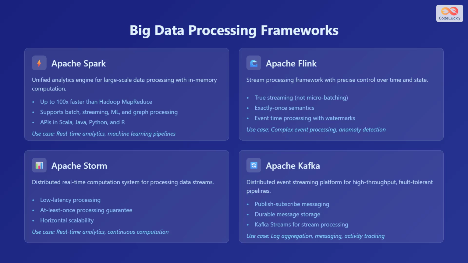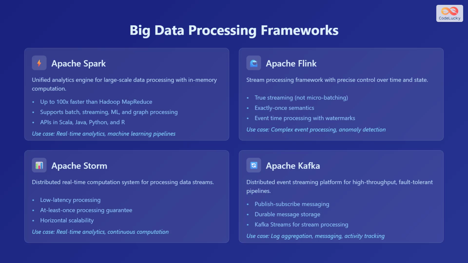Apache Flink is a stream processing framework with precise control over time and state. It offers true streaming, not microbatching, with exactly-once semantics and event time processing with watermarks, making it suitable for complex event processing and anomaly detection. Apache Storm is a distributed real-time computation system for processing data streams. It provides low-latency processing, an at-least-once processing guarantee, and horizontal scalability, making it ideal for real-time analytics and continuous computation.